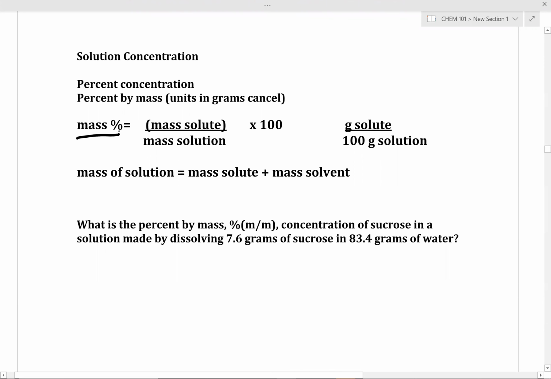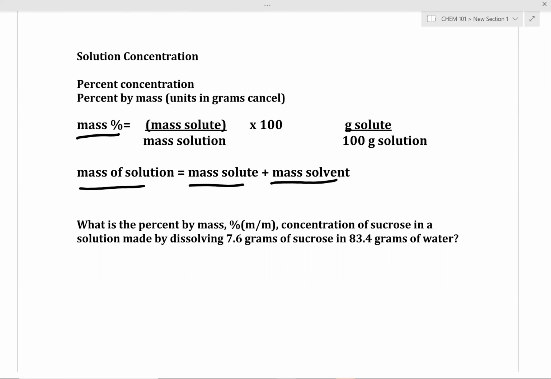So what is mass percent? Mass percent, just like our typical mass percent formula, is the mass of our part, in this case the mass of our solute, over the mass of our solution. So the mass of the solution is the total mass of the solute and the solvent, right? You have to account for the total mass if you're writing a mass percent expression.